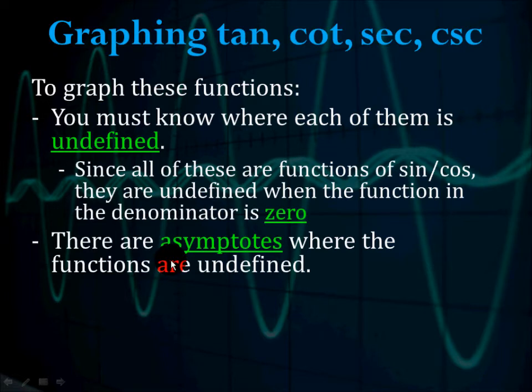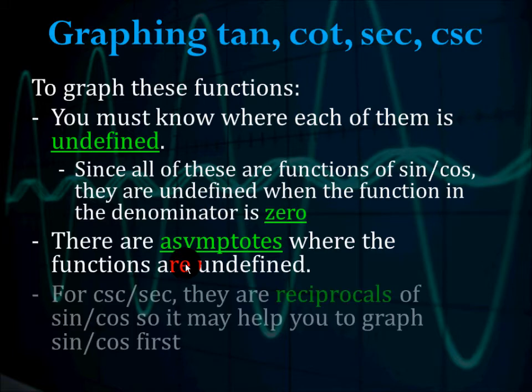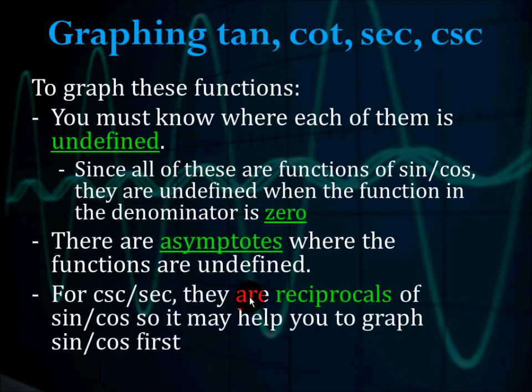So when you graph them, you're going to see asymptotes where the functions are undefined. If you don't remember what asymptotes are, it's basically when a line approaches another line but never actually touches it. So for cosecant and secant, they're going to be reciprocals of sine or cosine. So if you're trying to graph cosecant and secant, it'll probably be helpful to actually graph the corresponding sine and cosine first, and then use that as a base to graph the other function.